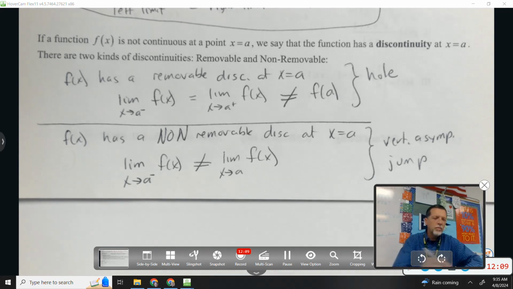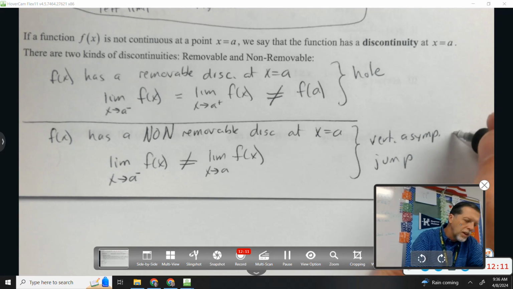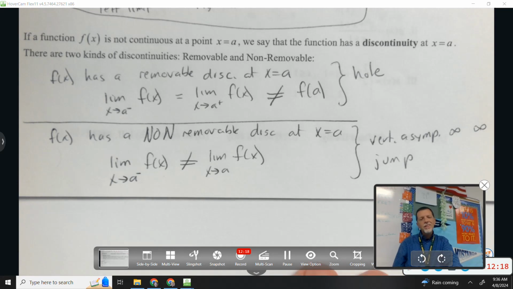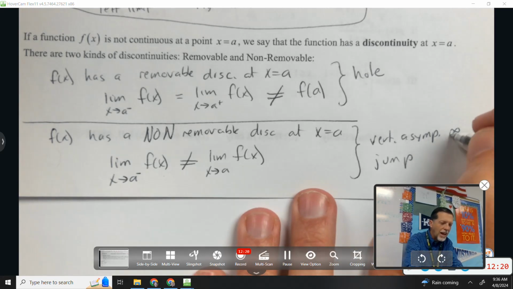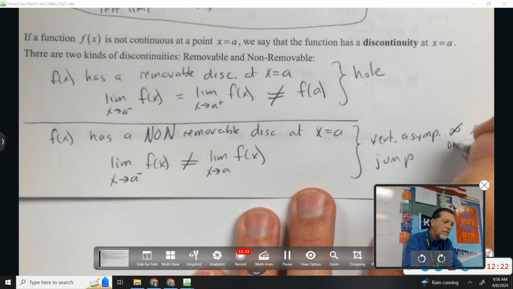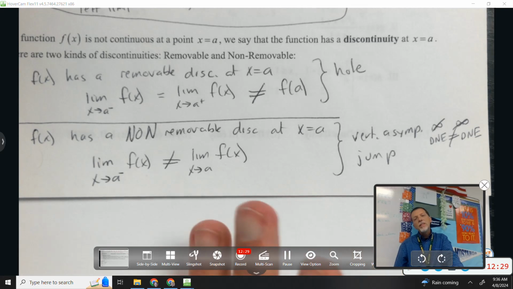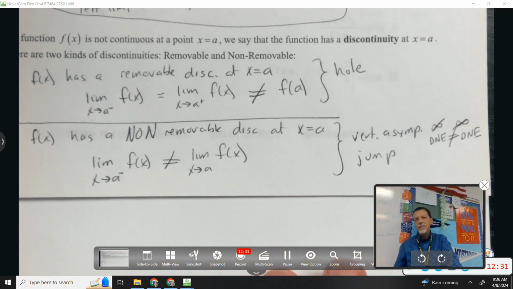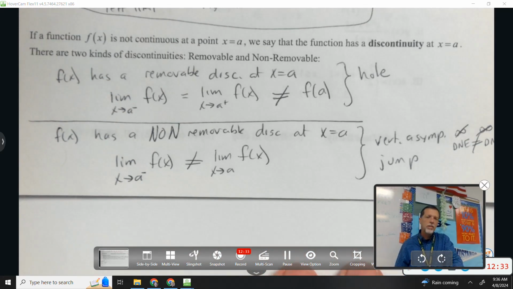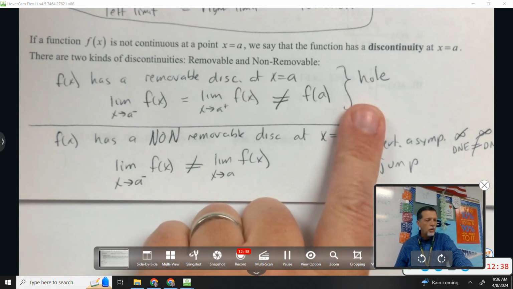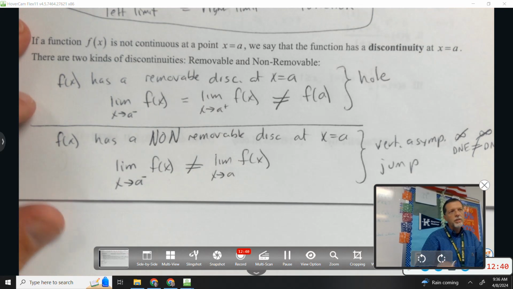The vertical asymptote is sometimes a little confusing because you might say, oh, well, one limit is infinity and the other limit is infinity, so those are equal. Well, I get where you're going with that, but infinity really means DNE, and you can't have DNE equals DNE. That doesn't make sense. So anytime there's an asymptote, that's not continuous at that asymptote. Anytime there's a jump, it's a jump discontinuity. Anytime there's a hole, it's a removable discontinuity.